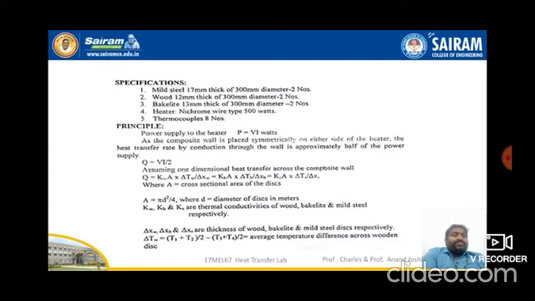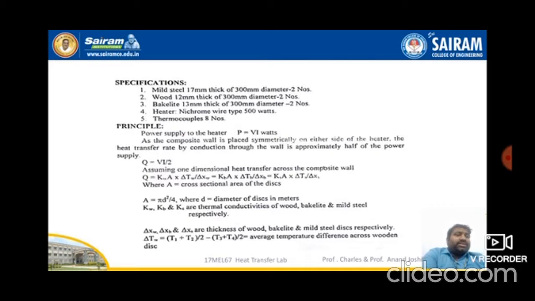You have to assume that there is unidirectional heat flow and no heat loss across the composite wall. That is one assumption. So Q = Kw A ΔTw/ΔXw = Kb A ΔTb/ΔXb = Kc A ΔTc/ΔXc. So the heat conducted through each element is the same.